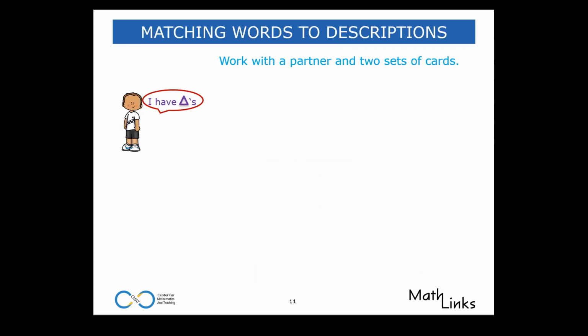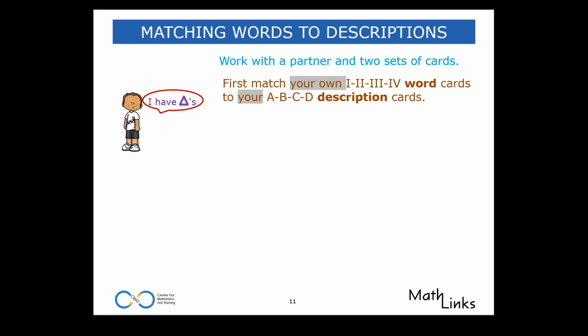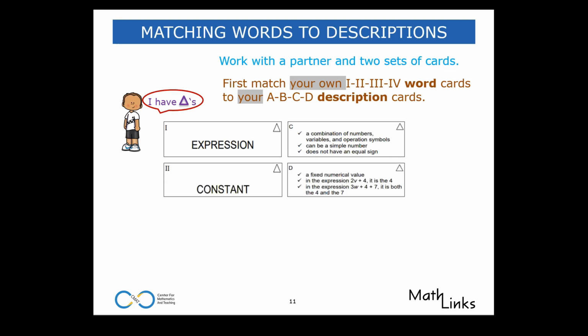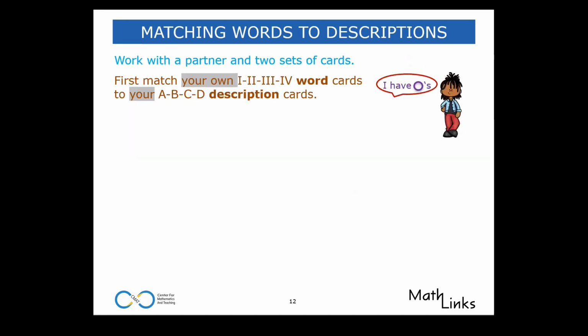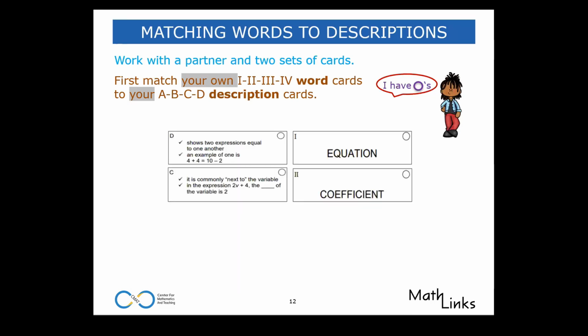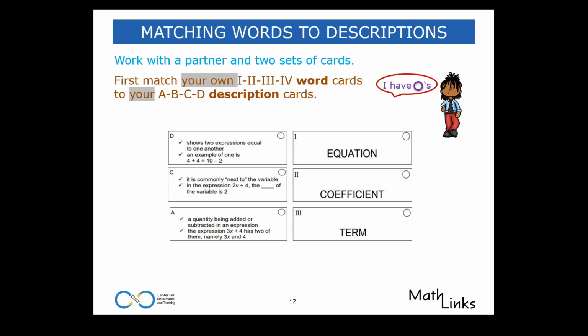Pairs of students start their work individually and then put their heads together to finish the activity. One student matches their triangle word cards and description cards like this. And the other student is doing the same with their circle cards.